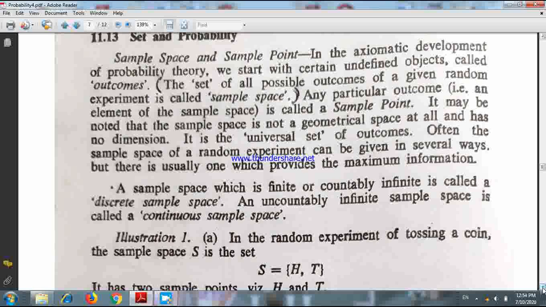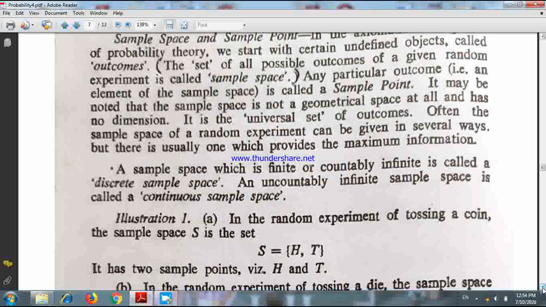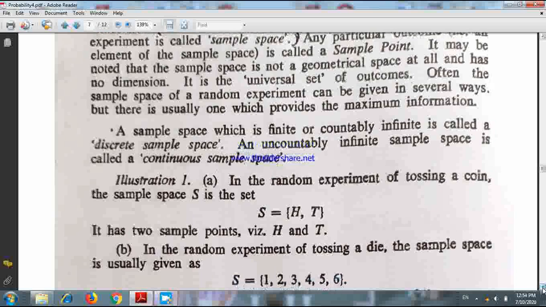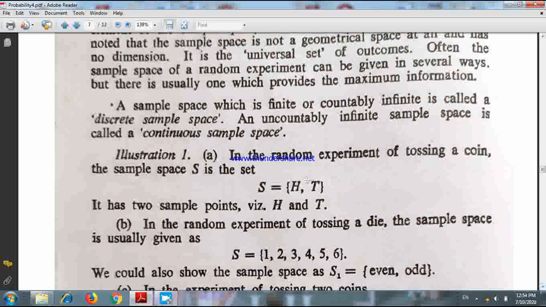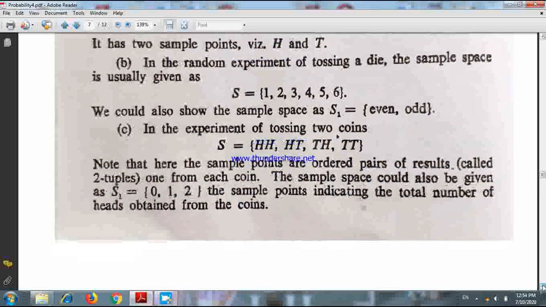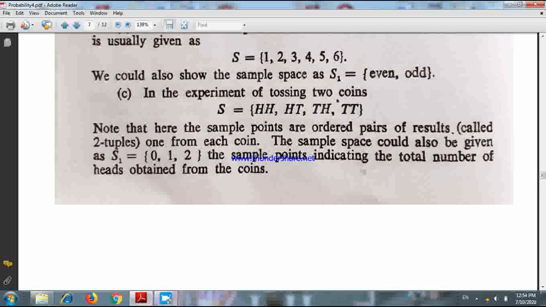That means how many possible outcomes are there? For the first coin, two possible outcomes. For the second coin, also two possible outcomes. So when two coins are tossed together, how many possible outcomes will be there? 2 into 2, that is 4.